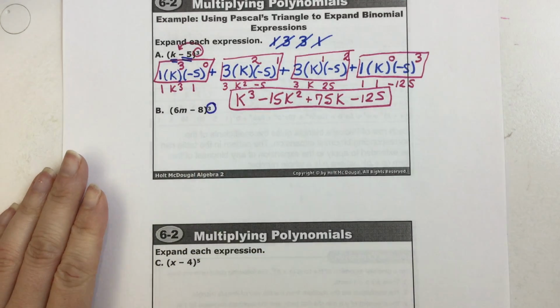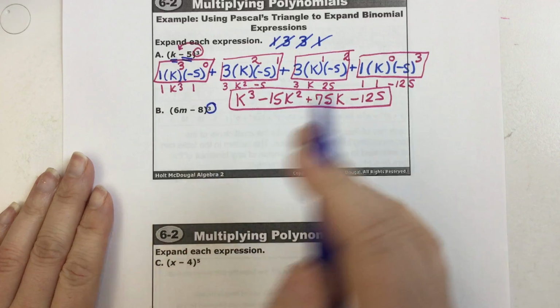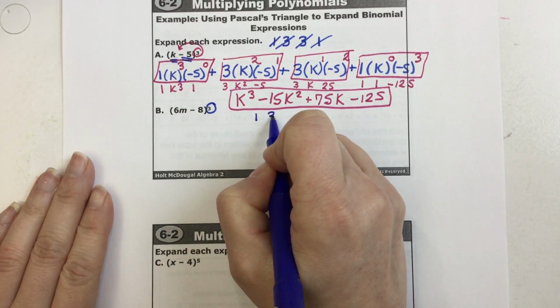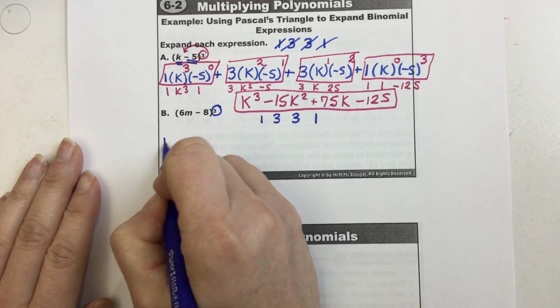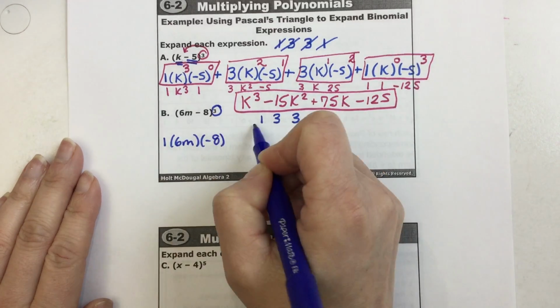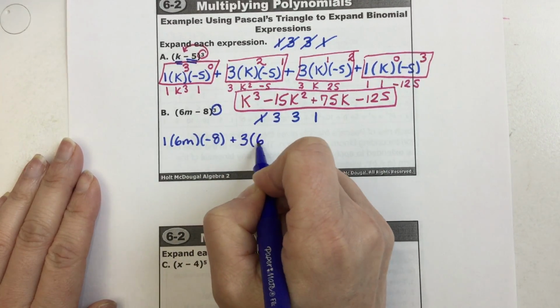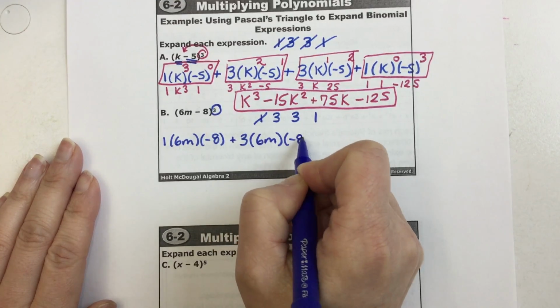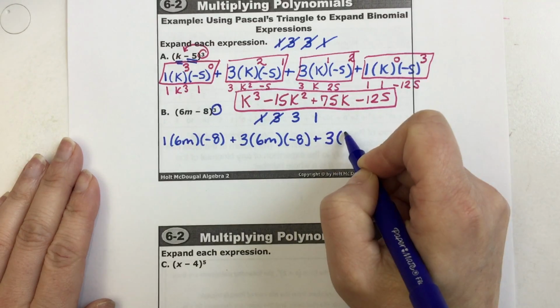I have Pascal's triangle. I have to use 3, okay, because my exponent is a 3. The numbers that go with an exponent of 3 are 1, 3, 3, 1. So it's 1. The first term is 6m. The second term is negative 8. Plus, I have a 3. The first term is 6m. The second term is negative 8. Plus, the next number is a 3.